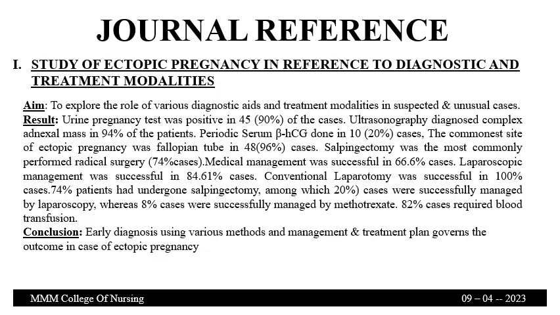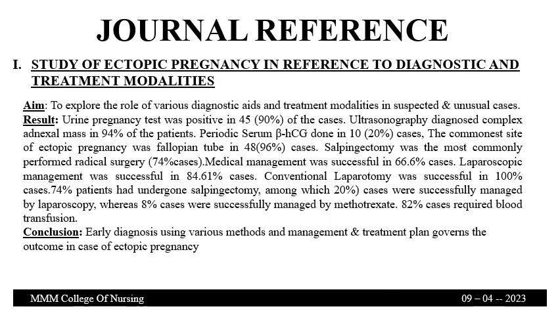Okay, which diagnostic test is used to detect the ectopic pregnancy, successfully done in many cases. Urine test was positive in 45 percent of the cases, and ultrasonography diagnosed complex adnexal mass in 94% of the patients, and periodic serum beta HCG was done in 10 cases. And the commonest site of ectopic pregnancy was the fallopian tube, about 96% of the cases. So that's about the diagnostic tests they use. So they use the urine pregnancy test, ultrasonography, and periodic serum beta HCG levels.